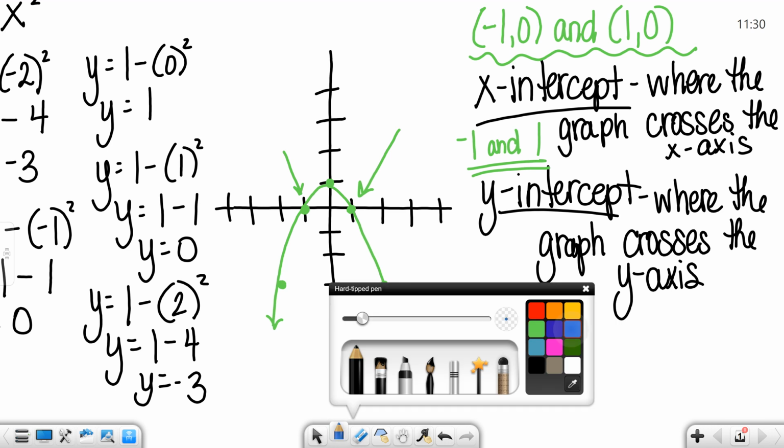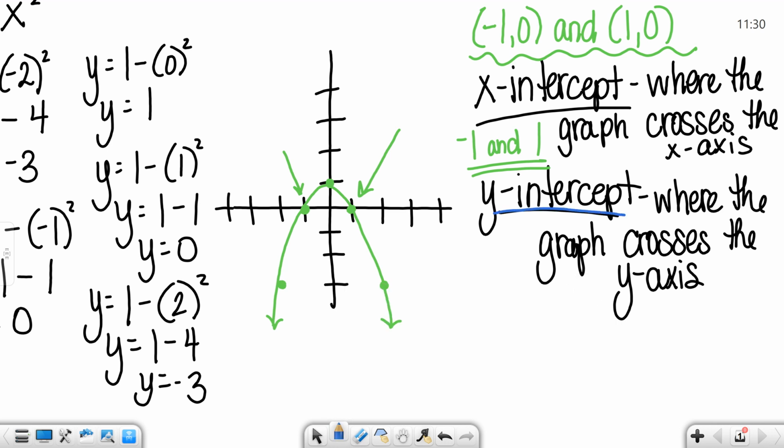All right, my y-intercept, that's where it crosses the y-axis. And so that would be the ordered pair 0, 1. There's only one of those. If I named it just as an integer, that would be just 1. Again, paying attention to how MyMathLab wants you to put in your answer.